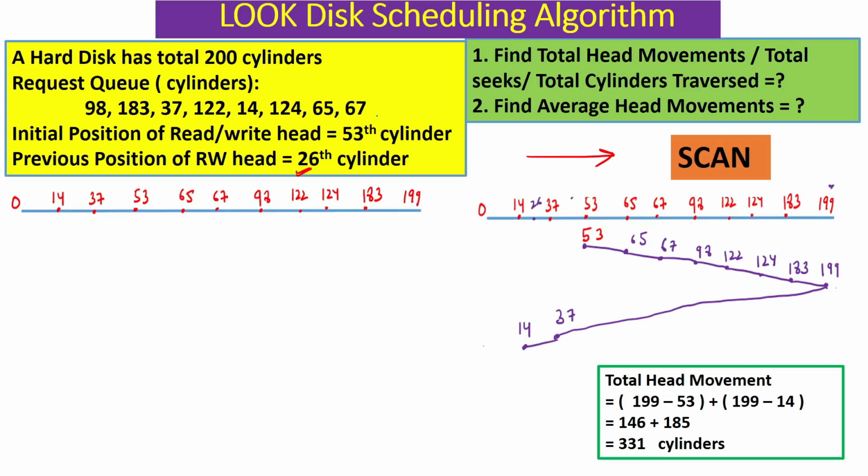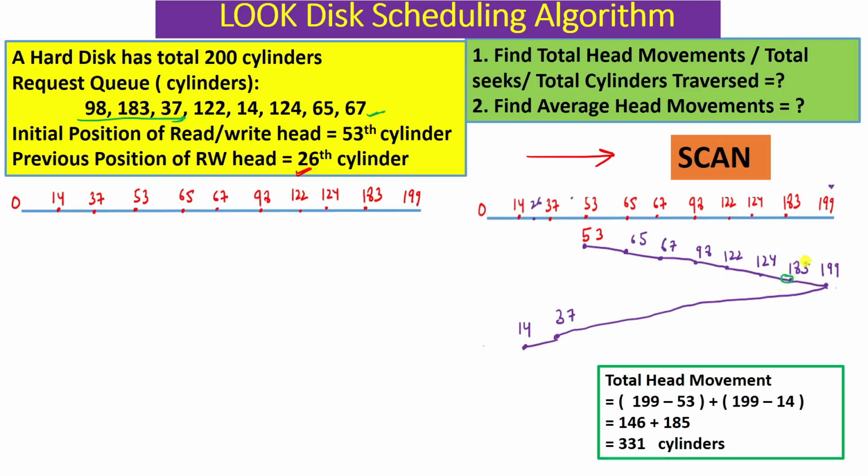When we solved this question using the SCAN algorithm, we started from 53, the initial position of the read write head. Then we moved here, and we fulfilled all the requests coming in between, 65, 66 and so on. The last request in this direction, as we can see, was 183.